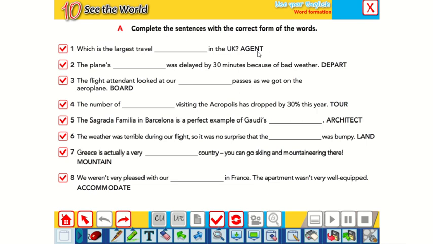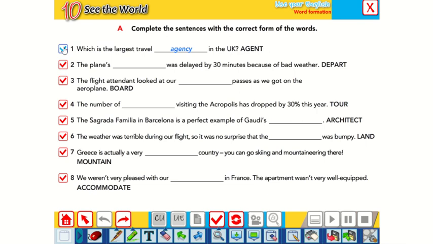Which is the largest travel space in the United Kingdom, or in the UK? So which is suitable here to put? Agent? Can we say which is the largest travel agent in the UK? Or which is the largest travel agency in the UK? Correct. Yes, the answer is agency. So here we have to put agency, which is also a noun, the organization or the company that I'm asking about in the United Kingdom. So here the word is agency.